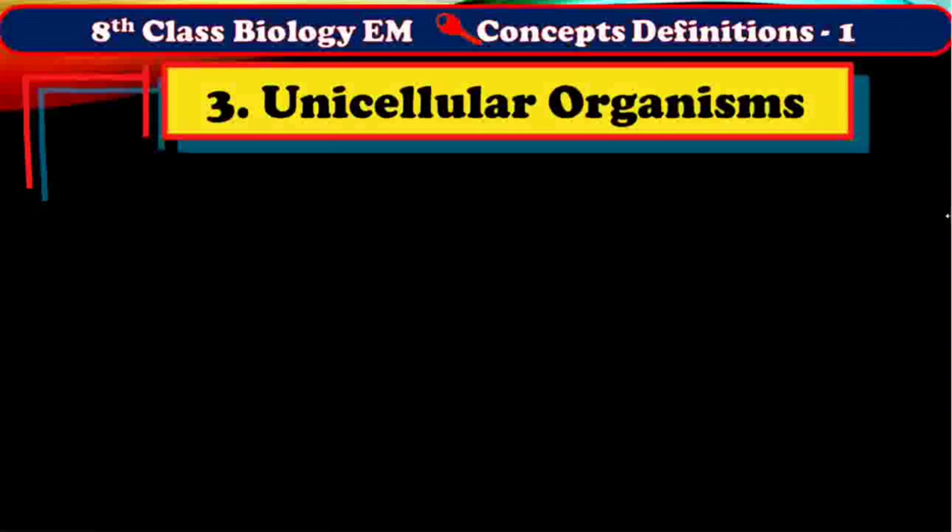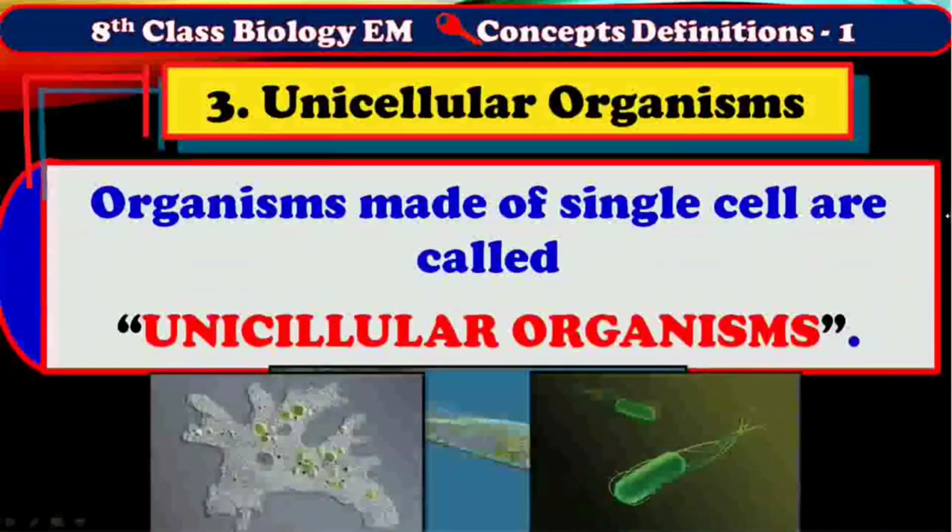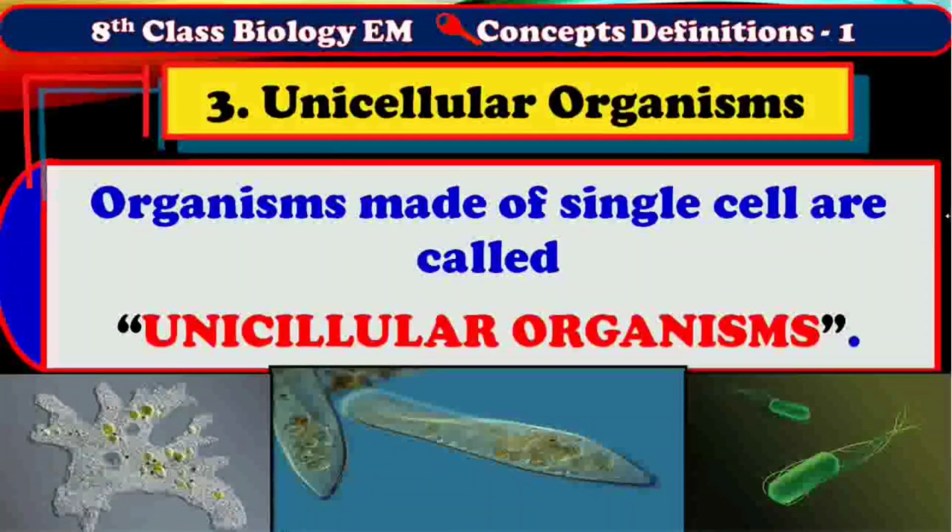Unicellular organisms. Organisms made of single cell are called unicellular organisms. They are also known as single-celled organisms. Uni means one, cellular means cell. So, unicellular organisms means one-celled organisms. Organisms such as bacteria, protozoans, few algae and fungi are examples for unicellular organisms.